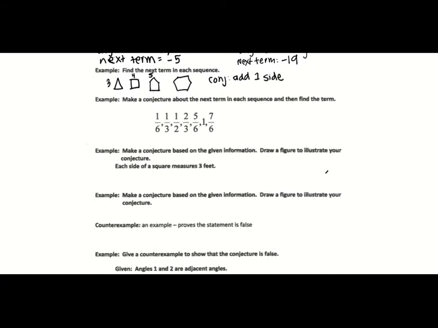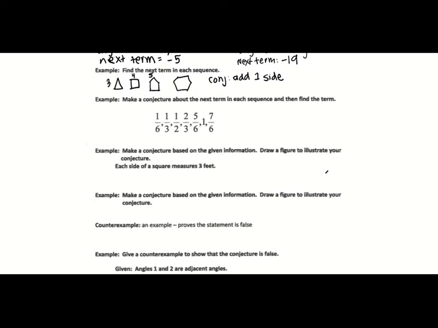Okay, let's look at an example with some fractions next. So the easiest thing to do when comparing fractions is first find a common denominator for all of our fractions and then rewrite them all using that common denominator. So if we look at all the denominators, we have 6, 3, and 2. So the common denominator for all of those numbers would be 6.